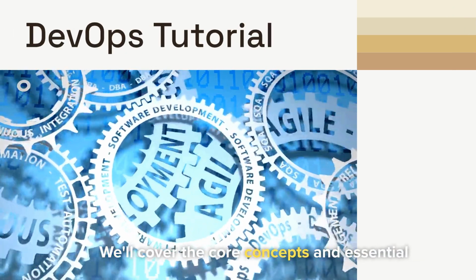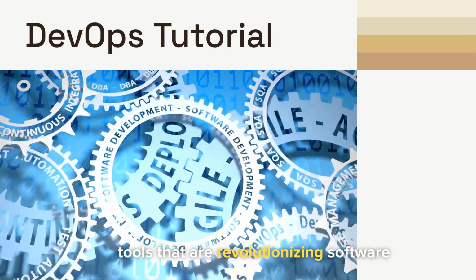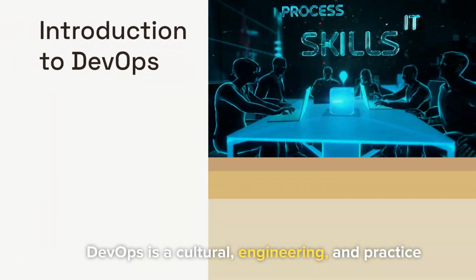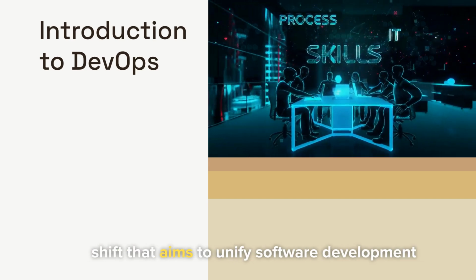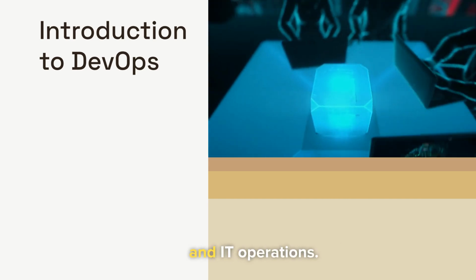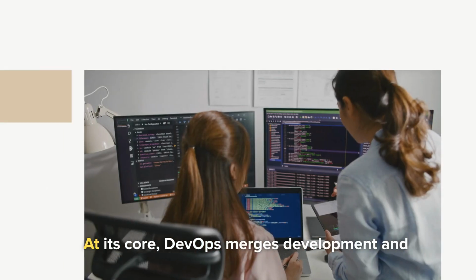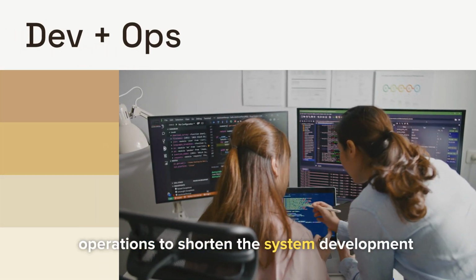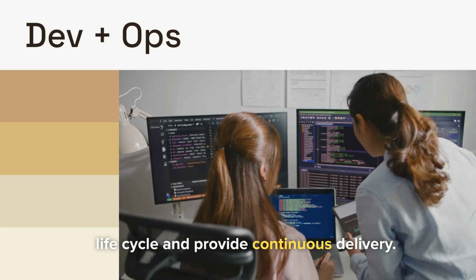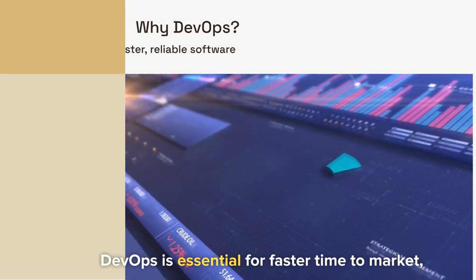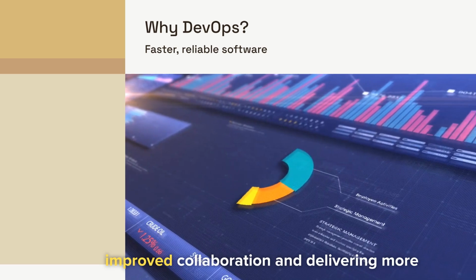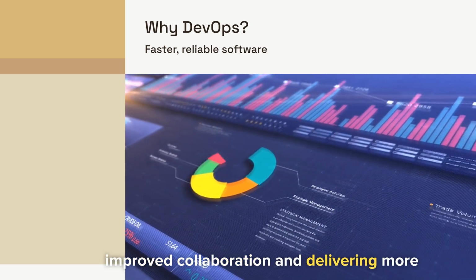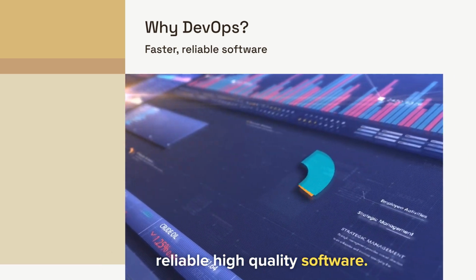We'll cover the core concepts and essential tools that are revolutionizing software development. DevOps is a cultural, engineering, and practice shift that aims to unify software development and IT operations. At its core, DevOps merges development and operations to shorten the system development lifecycle and provide continuous delivery. DevOps is essential for faster time to market, improved collaboration, and delivering more reliable, high-quality software.